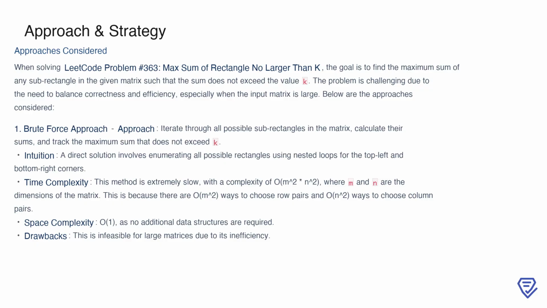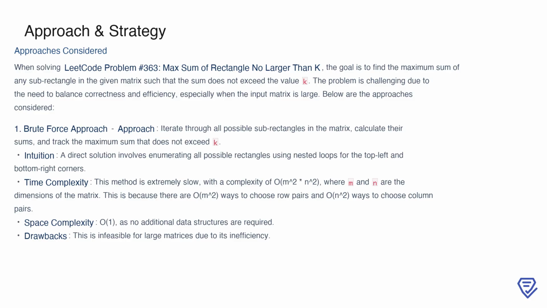To solve LeetCode problem number 363, the task is to identify the maximum sum of any subrectangle within a matrix, ensuring that this sum does not exceed the given value of k. The challenge lies in balancing accuracy and computational efficiency, particularly when dealing with large matrices. One approach to consider is the brute force method. Here, we systematically iterate through all possible subrectangles by defining their top left and bottom right corners through nested loops. For each rectangle, we calculate the sum and keep track of the maximum sum that meets the condition of being less than or equal to k.